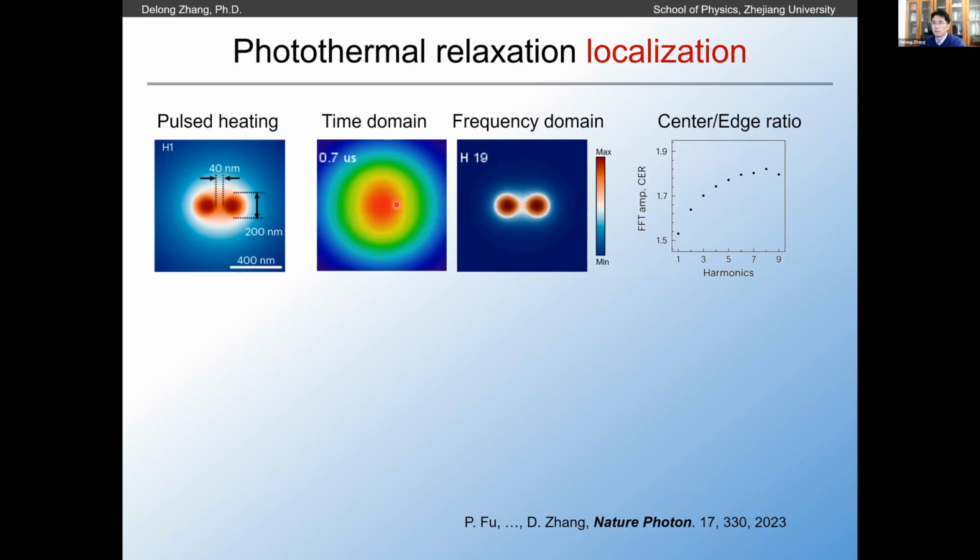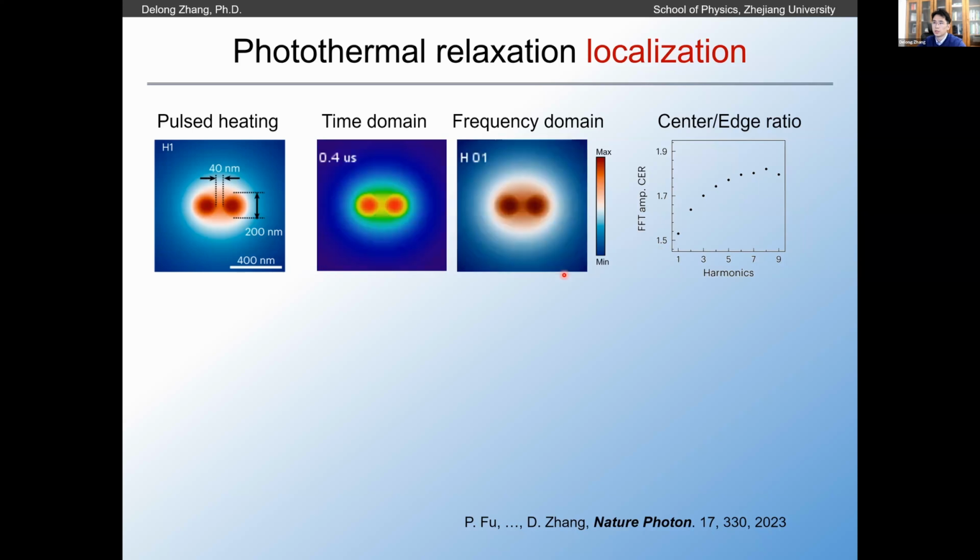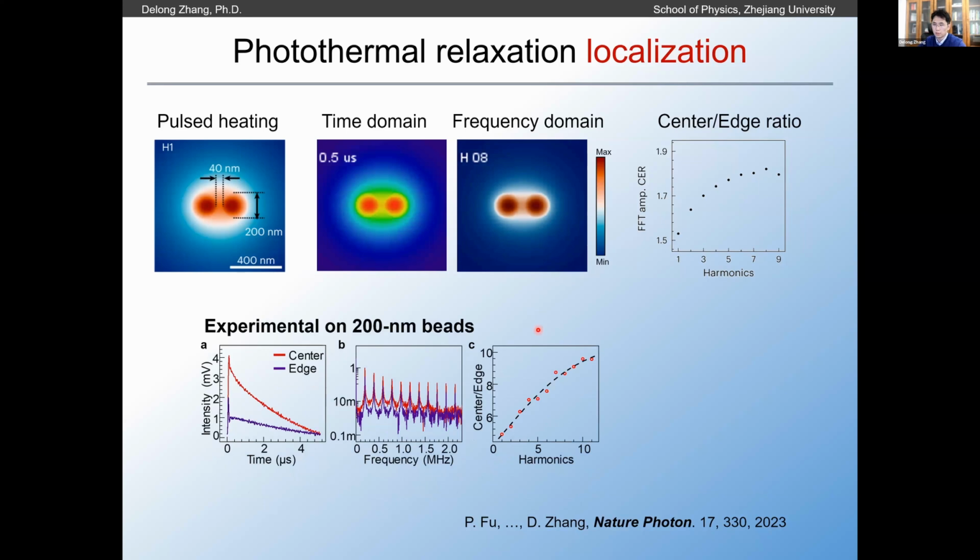And then for each pixel, we modulate this heat. We do a Fourier transform of this heat dissipation curve. And then we can see that the center over edge ratio actually increases. This indicates that we can use this to further improve the spatial resolution. Actually, when we detect this in a real sample of 200 nanometer beads, we do see an increase of this center over edge ratio. However, as you can see, this trace is not very high in signal to noise ratio.